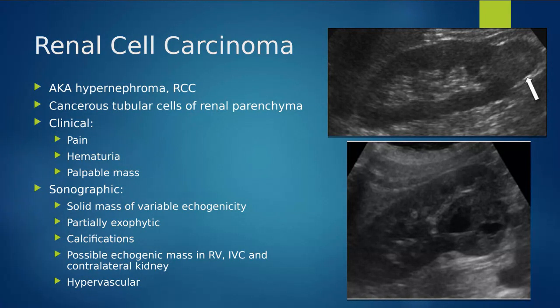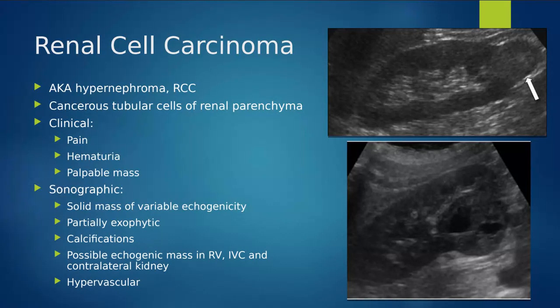These are usually going to be pretty small. They don't get super, super big. So if we have a palpable mass and it's an RCC, chances are it's really not good and it's progressed far along. On ultrasound, we're going to see a solid mass with variable echogenicity. We're going to see it partially exophytic, so we're going to see it wanting to leave that kidney. We're going to see some calcifications. It's going to be hypervascular, right? If it's got a big blood supply to it, chances are it's trying to grow and it's trying to spread.